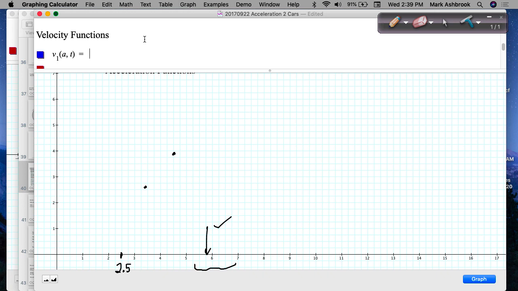Very good. So we want to use something different than t now. t is our independent variable, so we have to use something different. And the rate of change of speed of car 1 is the acceleration of car 1, a1. Is this what you have? Okay, and then I can do the same thing for car 2.